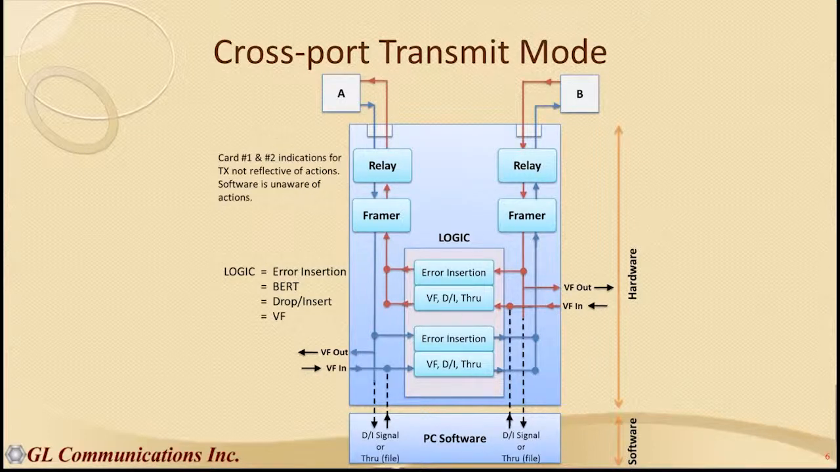So as you know, T1 and E1 are multiplex signals. There's 30 channels in E1 and 24 channels in T1. So A could be talking to B across all of those channels except for one, and you could be possibly intruding on just one of those channels. Maybe it's a test channel, for example. So that would be the way that this cross-port transmit would be used.